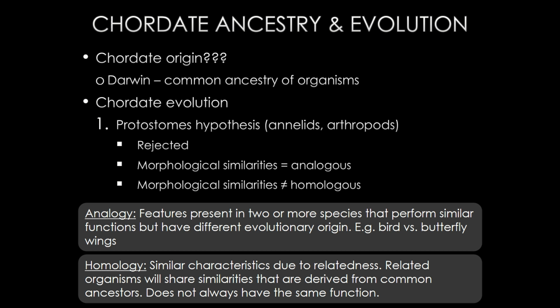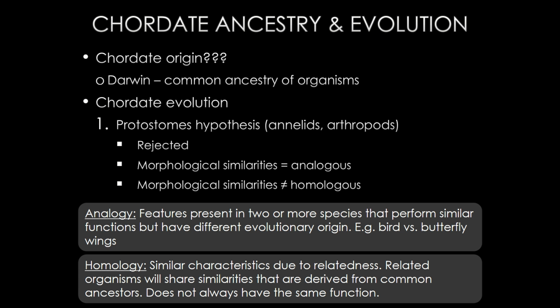All right, so we're working with chordates, and today I want to give you a little background behind chordate classification. These are some notes on the common ancestry of the organisms. This comes from Darwin and his classification of species, the theory of evolution. They used to consider a protostomes hypothesis, that all chordates, vertebrates, evolved from some type of annelid or arthropod. Arthropods are insects and other invertebrates, and annelids are the earthworms. They considered that the chordates came from that group, but that's been found to be not true.